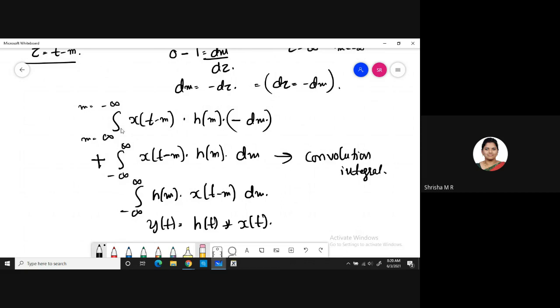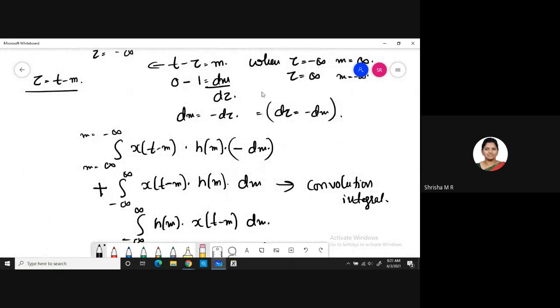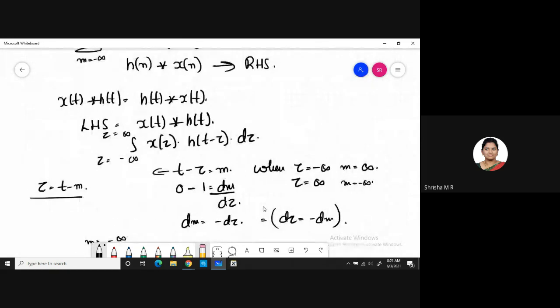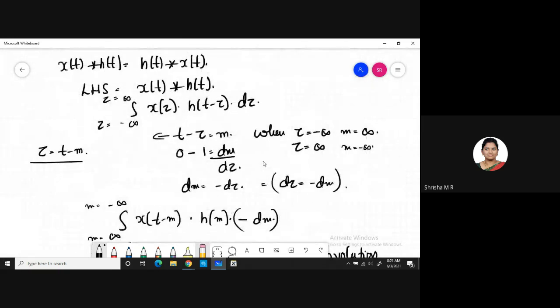So if I change the limits of this definite integral, then I'll have a negative sign. Here we have from infinity to minus infinity, and I'm taking from minus infinity to infinity, so I'll have a negative sign. That will become positive with this negative sign. Okay, so we have plus here. Got it, everyone? Is it clear?